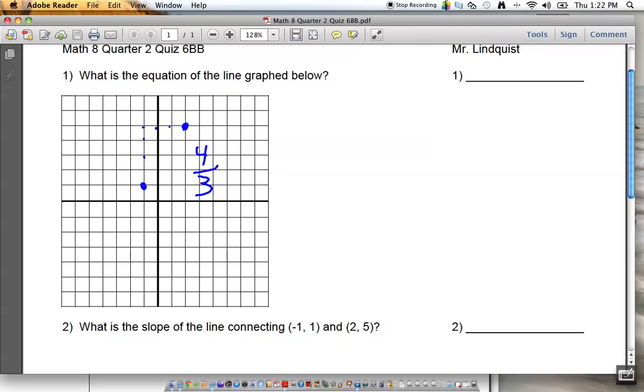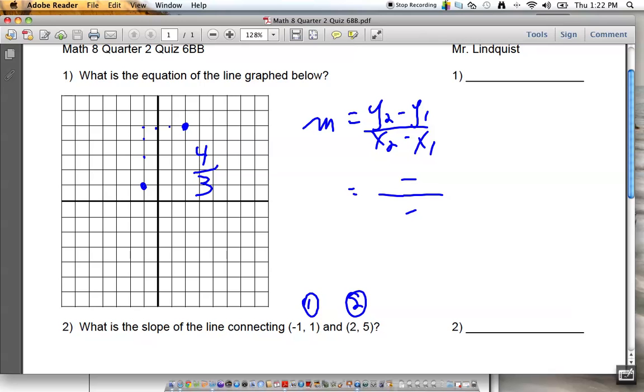The other way to do it is with the formula. The formula says y from the second minus y from the first, over x from the second minus x from the first. What's the y from the second? What is the y from the second point? Ethan, head in the game. Everybody, what's the y from the second point? Come on, talk. 5.